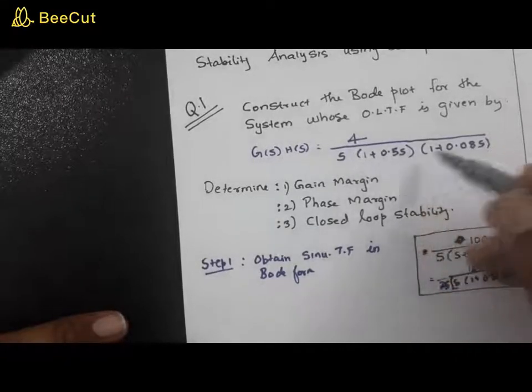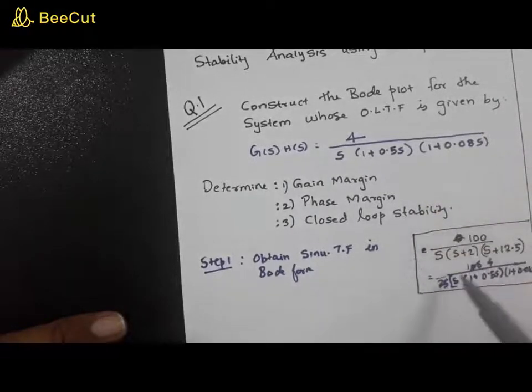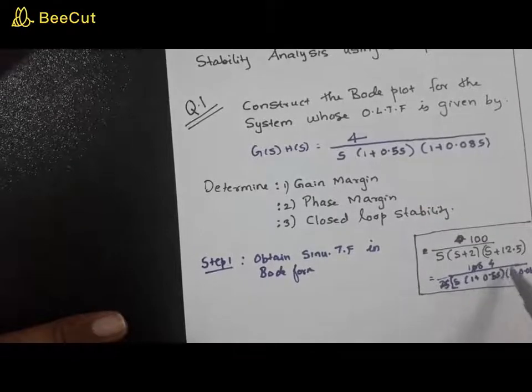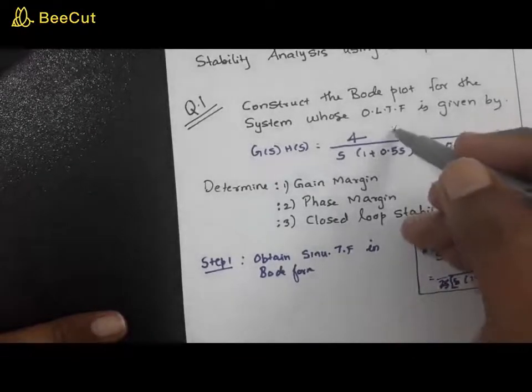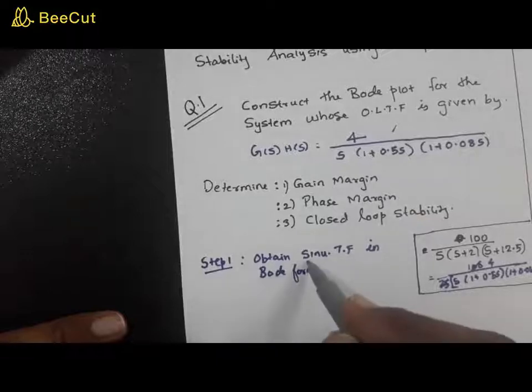This is of the form 1 plus, 1 plus. So you don't have to do this. Now the question would have been like this. You should do this stuff and bring it into this form. And this is not enough for finding out the Bode form. You need the sinusoidal transfer function.